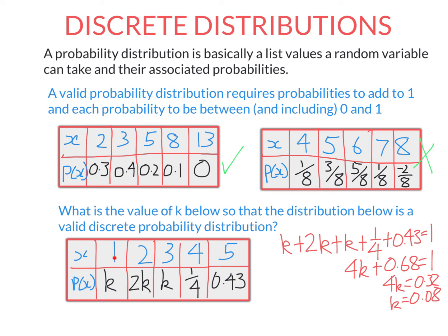So the probability x is 1 is 0.08. The probability x equals 2 would be 0.16. This again would be 0.08. Now we see all of the probabilities are between and including 0 and 1, and if k is 0.08, then they all add up to 1. So this would be a valid discrete probability distribution.